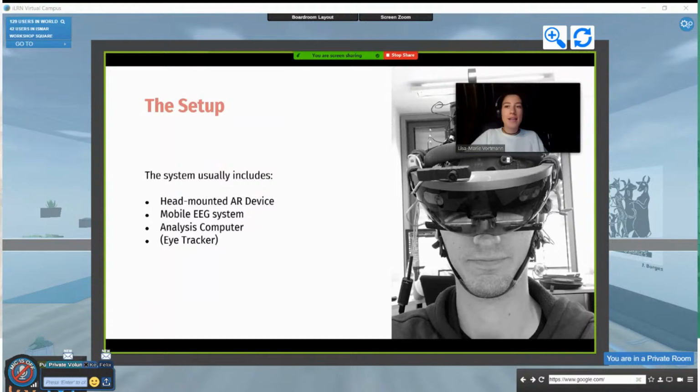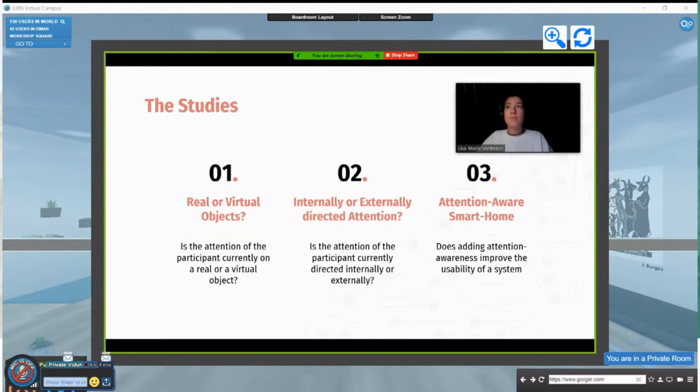So today, I specifically want to show a short overview of 3 of our studies. The first one is going to be about whether the attention is on real or virtual objects. If we have a participant in a study using a head-mounted display where virtual objects are displayed, but sometimes real objects are also important, then maybe we want to know: is the attention currently on a real or a virtual object?